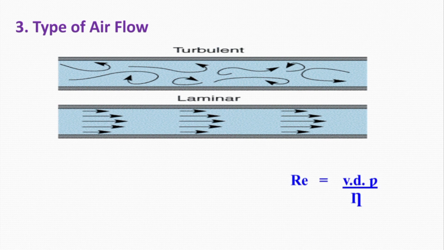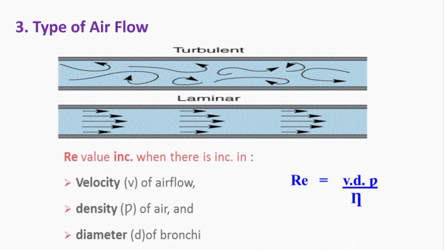Now, this is the equation which shows us Reynolds number, and according to this equation, Reynolds number Re is equal to V d rho over eta, where V is the velocity of the airflow, d is the diameter of the airway, rho is the density of the air, and eta is viscosity. So, from this equation we can conclude that Reynolds number will increase when there is an increase in the velocity of airflow, density of the air, or diameter of the bronchi, and the more the Reynolds number, the more will be the chances of turbulence.